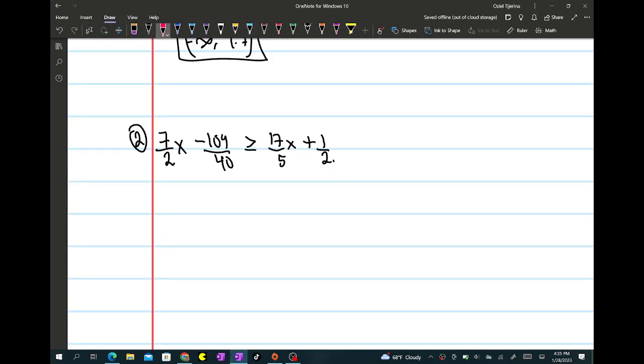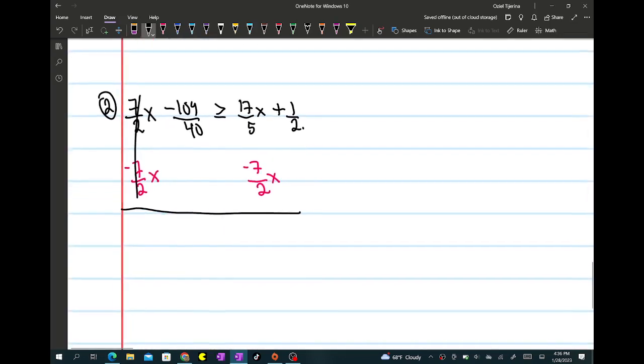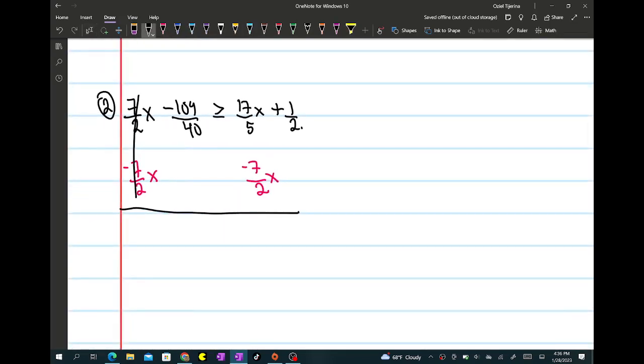This one, I'm going to try to do by subtracting fractions. Now this method takes a little bit, it depends on how you see it. The only thing with working with fractions is you have to get the common denominator, etc. So right here I'm subtracting 7/2 x on both sides. So this cancels out, right? And then I have 17 over 5 minus 7 over 2.